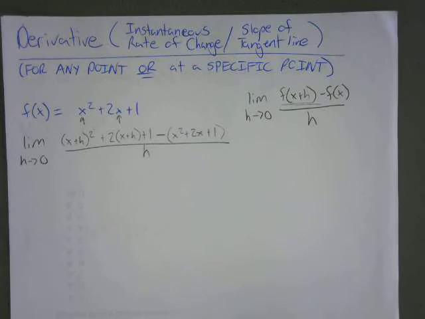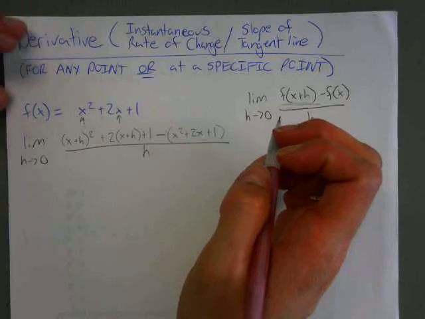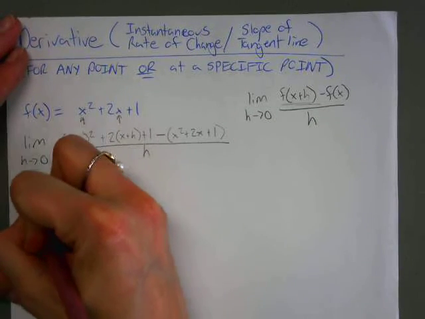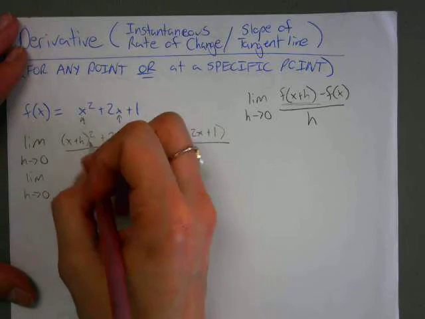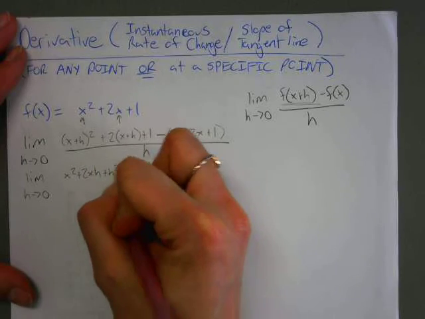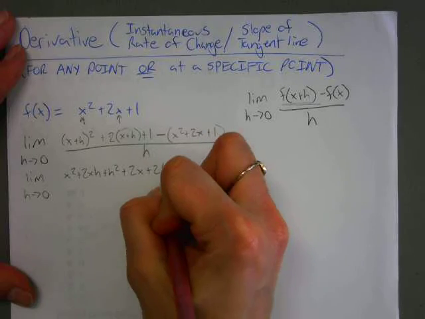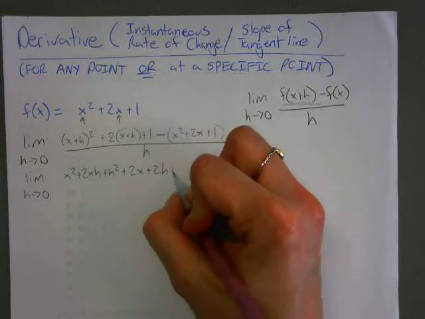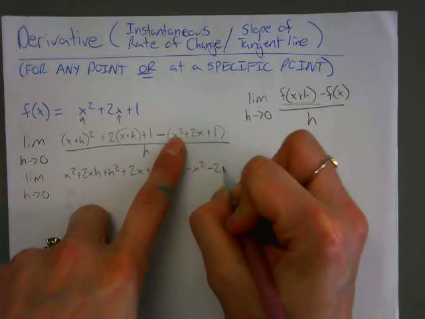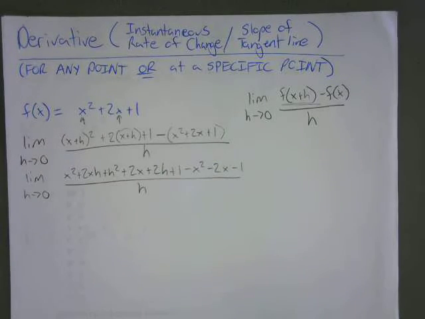Alright, great. So let's go ahead. We can't plug in 0 because we're going to get an indeterminate form. So let's go ahead and start simplifying the top to see if we can maybe cancel that common factor of h. So the limit as h approaches 0, well, when I expand this, I end up with x squared plus 2xh plus h squared. When I distribute the 2, I end up with plus 2x plus 2h plus 1. And when I distribute this negative, I end up with minus x squared minus 2x and a minus 1 all over h.